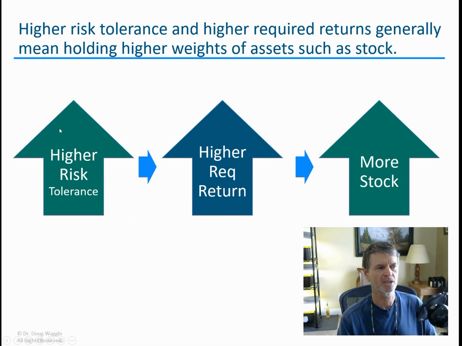And as I mentioned just a bit ago, higher level of risk leads to higher required return, and that generally means, there are other asset categories too, that generally means for us more stock. So if you want a higher return in general, you would expect to have a higher percentage of your money in stock. Real estate and commodities also offer higher returns, foreign stock, etc. There are other investment alternatives. But in general, when we're talking about securities, if you want the higher return, you're going to go with more stock of one type or another.